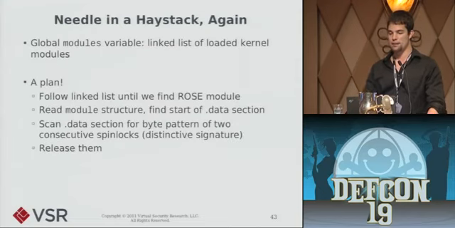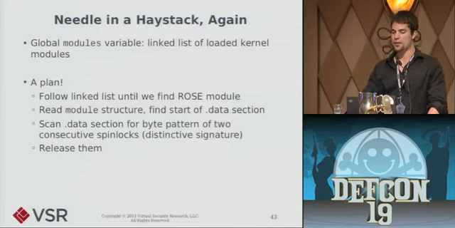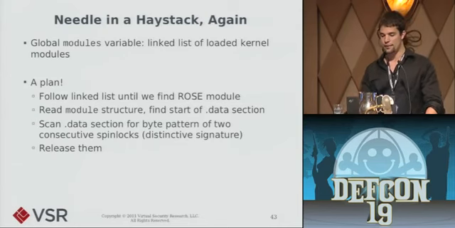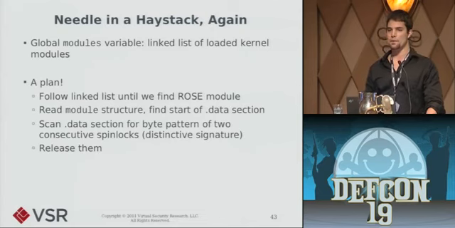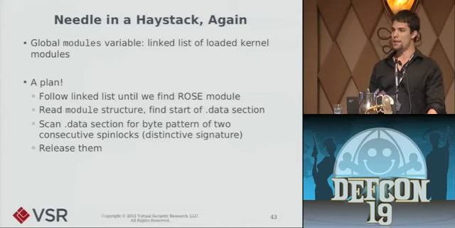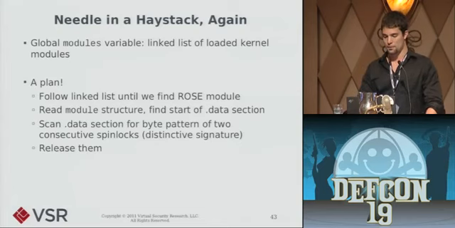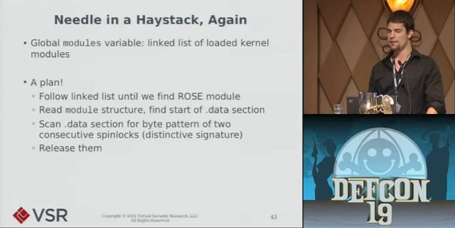Fortunately, it's actually pretty easy to find it. There's this global modules variable, which is the head of a linked list of loaded kernel modules. So what we can do is follow this linked list until we find the module named ROSE, and read the module structure hanging off this linked list until we find where the data section of the ROSE module is. Now that we know where the data section is, we can scan it for a byte pattern that represents a distinctive signature of what these spin locks look like in memory. And that's unique, so that will always work. And then once we find them, we can release them by, I think, incrementing them.